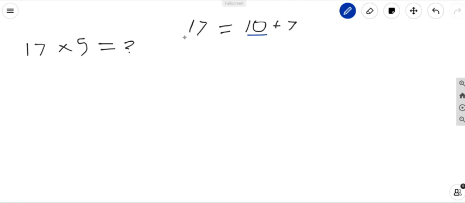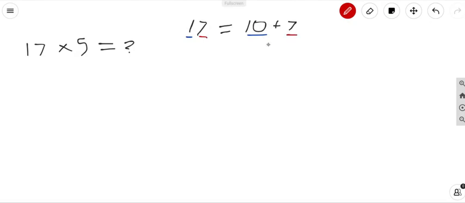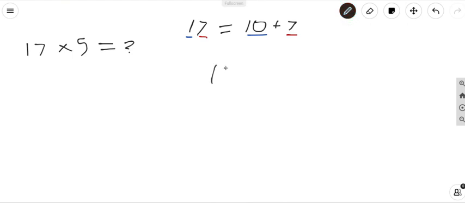A 10 because it's got that 1 in the tens place, and a 7 because it's got that 7 in the ones place. All right, so we're going to do the same thing we did before and line up our numbers like this. 17 times 5. So that's the first thing we always do, is line them up like this.